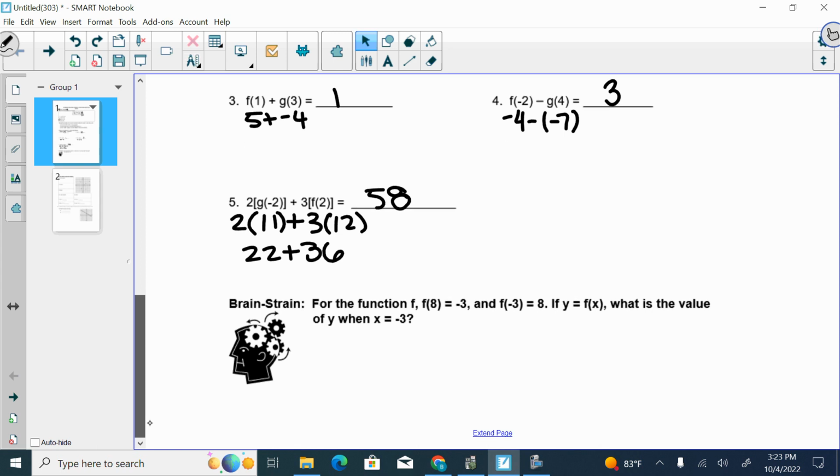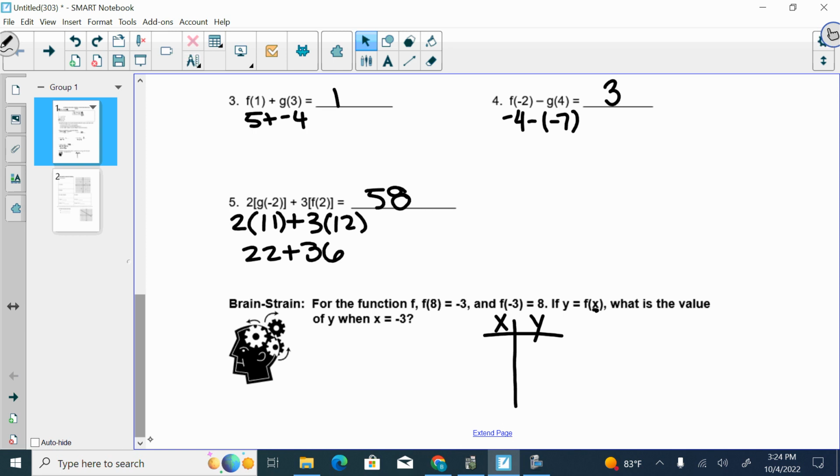All right, then we got one challenge question here at the bottom. This one says, for the function f, f of 8 equals -3, and f of -3 equals 8. If y is equal to f of x, what is the value of y when x equals -3? Okay, so I'm going to make me a little table here, just like we're used to making, where we put our x's in the first column and our y's in the second column, okay?